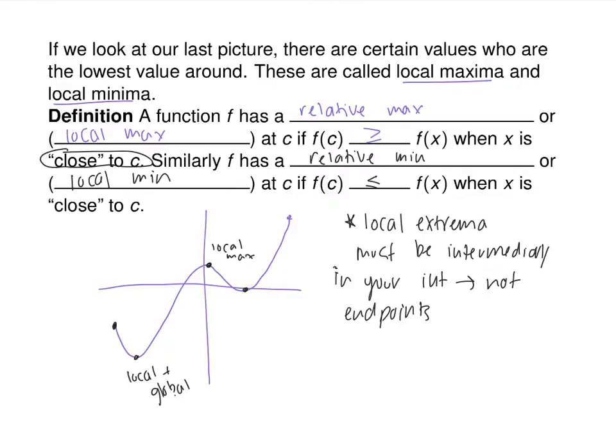So if it was an endpoint, would it just be a global extreme? If it's an endpoint, it is a candidate for a global extrema, but it doesn't have to be. Yep, like the right endpoint in that picture was a global extrema, but the left endpoint was not.